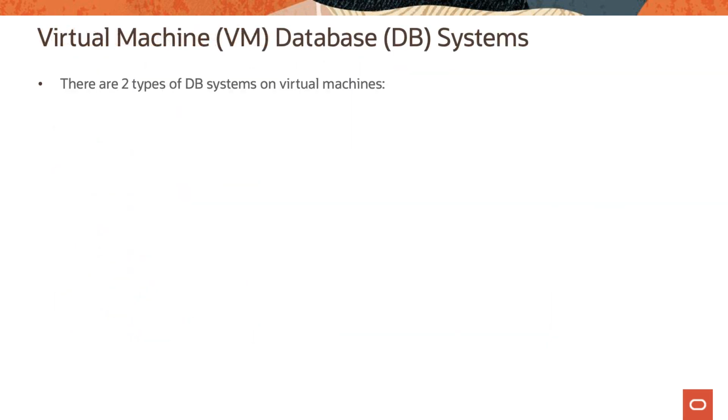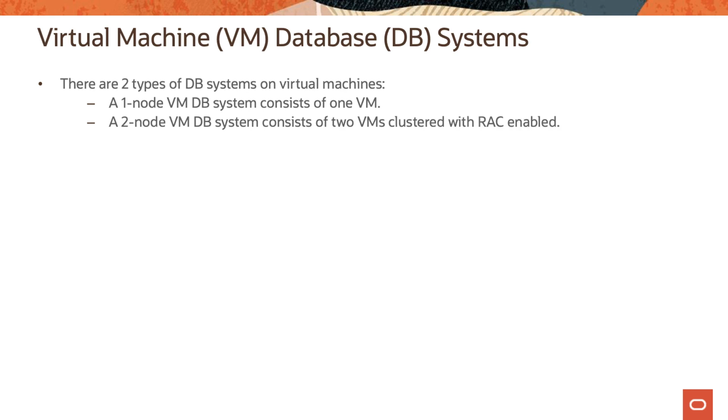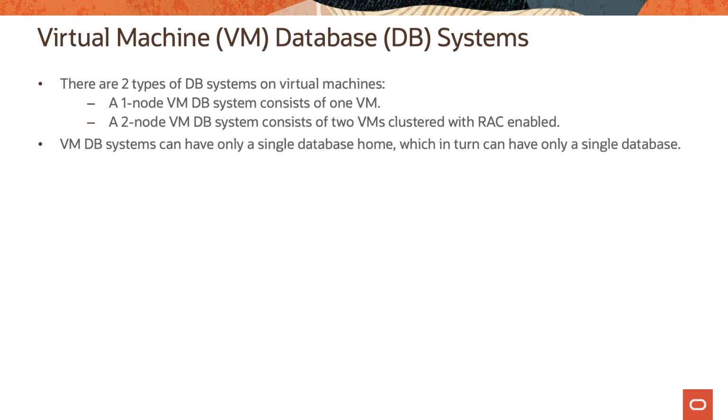Let us now look at the VM database system. There are two types of database systems on virtual machines. The first one is a one-node VM DB system, which consists of one virtual machine. And the second one is a two-node VM DB system, which consists of two VMs clustered with real application clusters, or RAC enabled. VM DB systems can have only a single database home, which in turn can have only a single database.